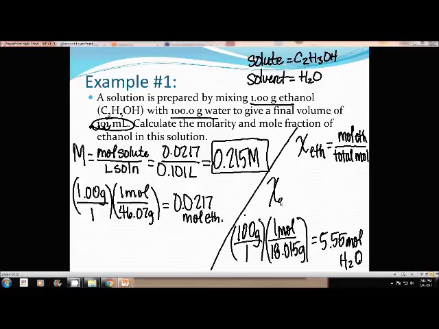To find our mole fraction of the ethanol, we take our moles of ethanol, the 0.0217, over the total. So we take the moles of ethanol again, but we add the 5.55 moles of water. The overall mole fraction is very small, 0.00389. Again, that answer is 0.00389. There's no unit on mole fraction because the moles cancel out the moles. And so that's it. Hopefully not too hard.